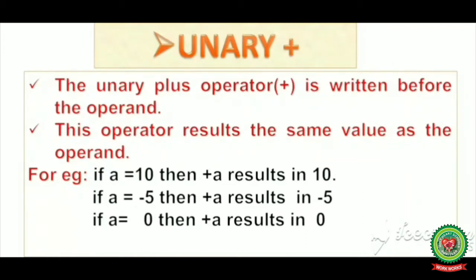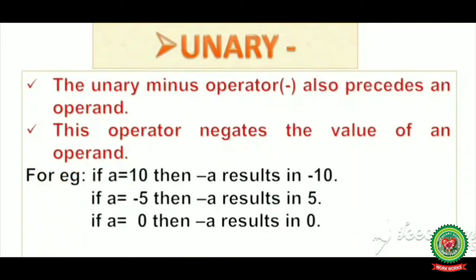For example, if a is equal to 10, then plus a, means unary plus operator, results in 10 because there is no sign in the operand. If a is equal to minus 5, then plus a results in minus 5 because our operand is negative. And if a is equal to 0, then plus a results in 0, means if no sign is there, our result is positive.